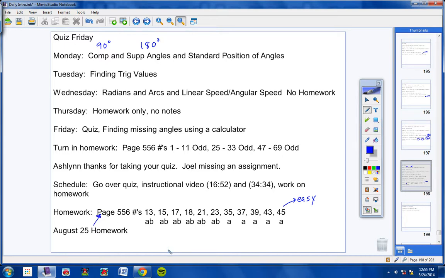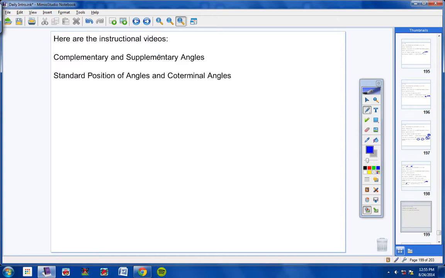August 25th homework. And again, I'm not being rude and rushing. I'm rushing so you can watch most of the videos in class today, okay? Here are the 2 videos you're going to watch today. First, a video called Complementary and Supplementary Angles. And the second video is called Standard Position of Angles and Coterminal Angles. Okay, so those are the names of the 2 videos that you're going to watch here in just a minute.